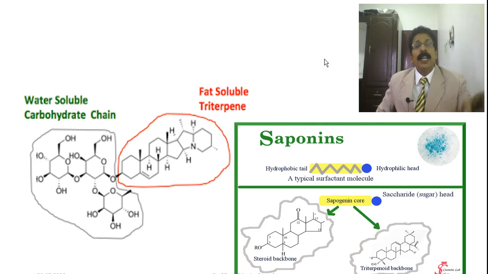How? The saponin has two parts. One is a fat soluble triterpene, a steroidal ring structure, and the other is a water soluble carbohydrate chain. So in saponin you can see a hydrophobic tail and a hydrophilic head, like a typical surfactant molecule. You can see it has a steroidal background as well as a triterpenoid background in its aglycone part.